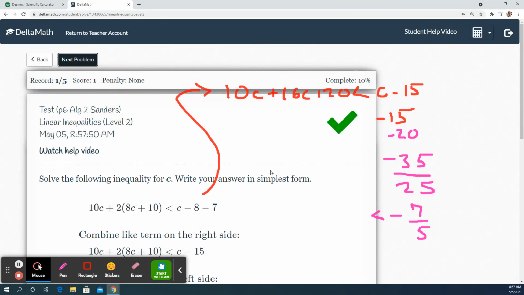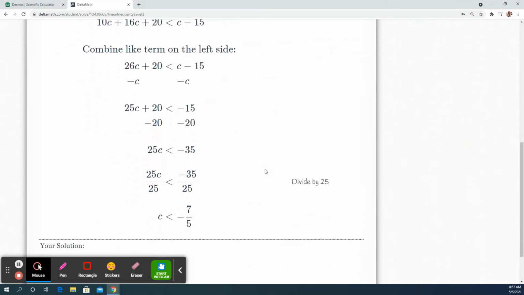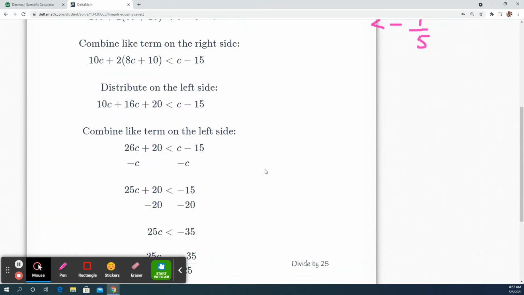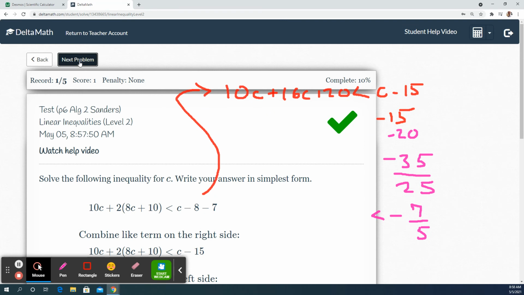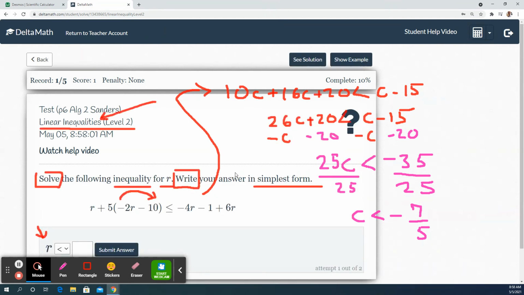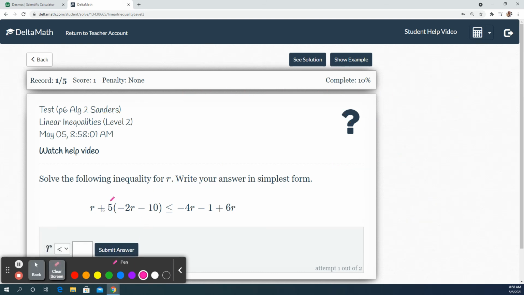So that's going to be our strategy with dealing with the inequalities. Everything looks like what I did. Okay. See if the next one's any different. It looks exactly the same type of problem. So the key is distributing, combine like terms, get all your C's to the left. And then if you have to divide or multiply by a negative, the inequality would switch.